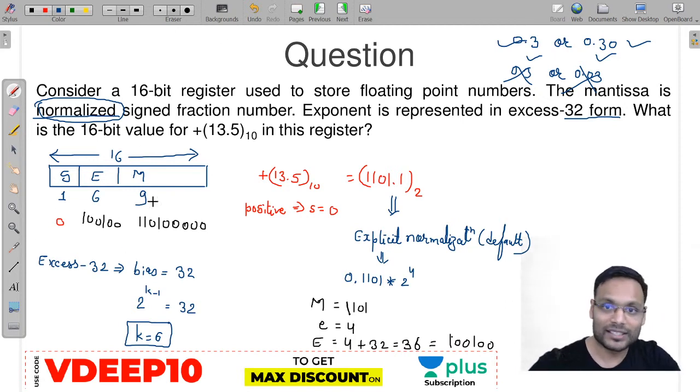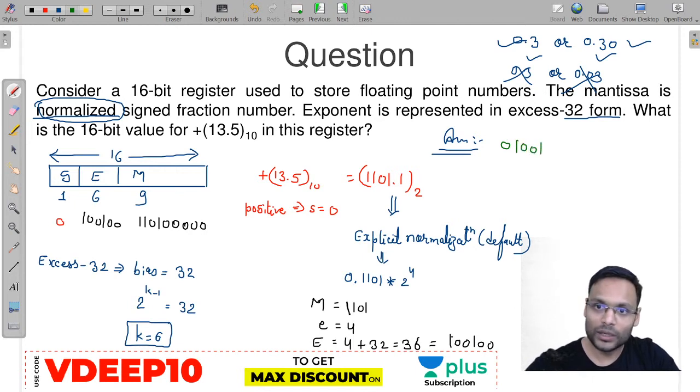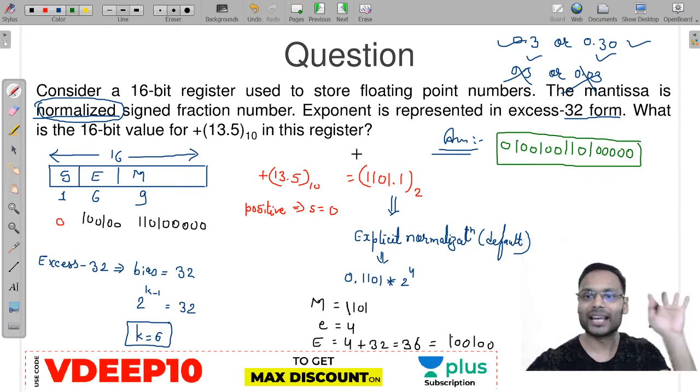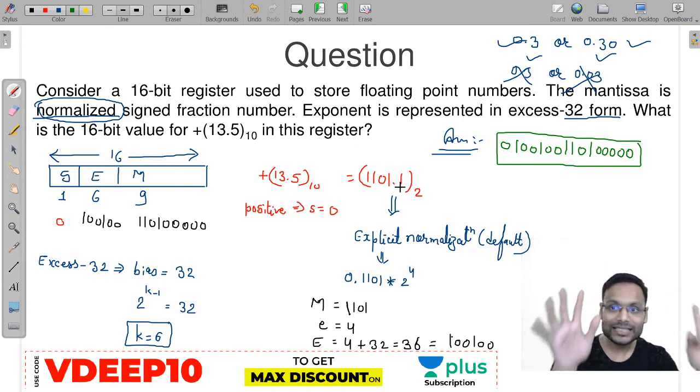This is my answer. This is the 16-bit answer. So I am writing the answer once again here. Answer is 0, then 100100, then 1101, then 5 zeros. This is the 16-bit number which they asked. I have given it. Did you understand this much?